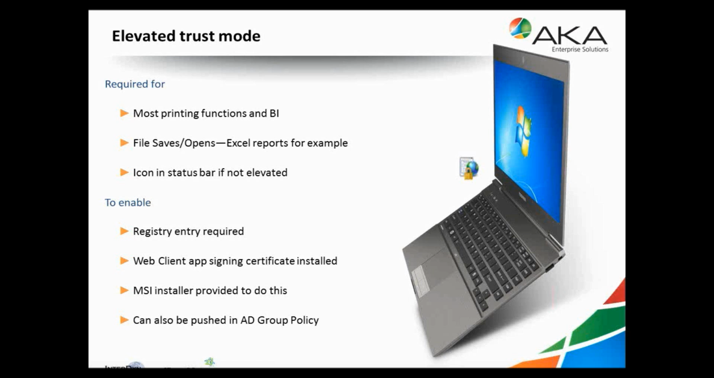So to enable it, we need to use the registry entries required. And the web client app does the signing certificate install. There's an MSI installer provided to do this, and it can also be pushed out via group policy.